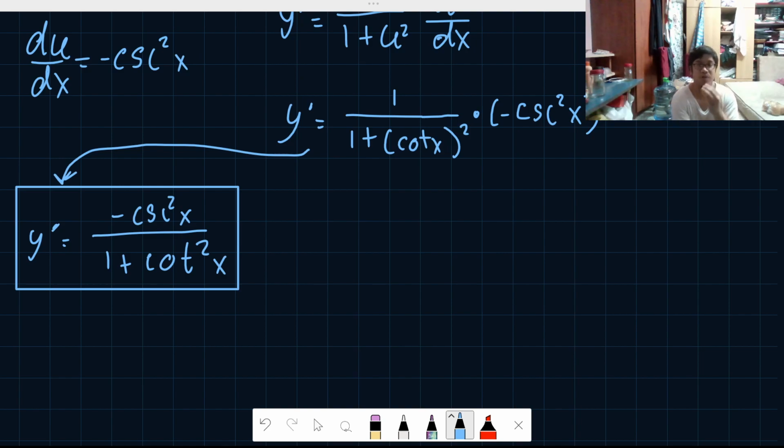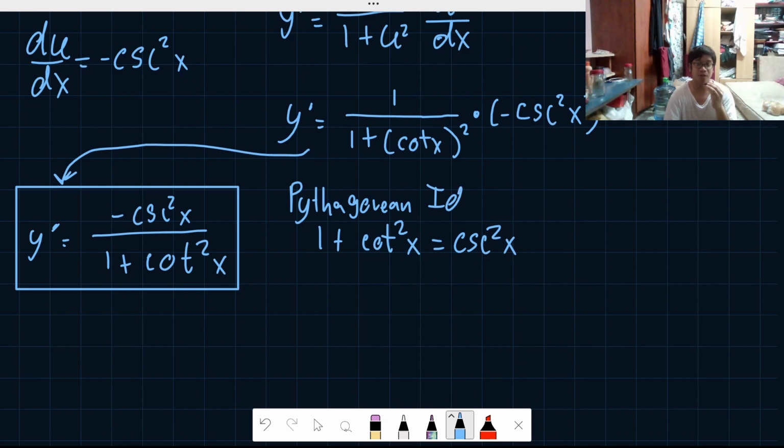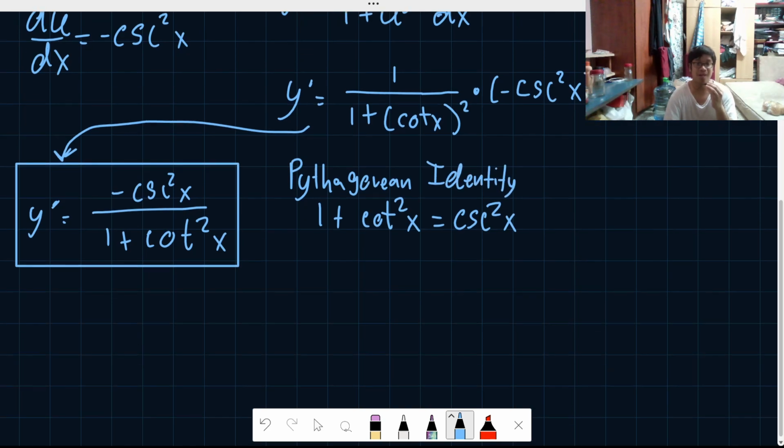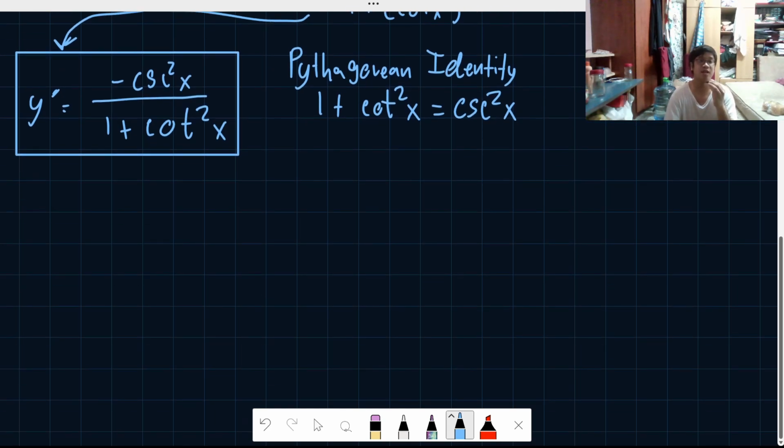You see the expression below, 1 plus cotangent squared of x? Let's recall a lesson from trigonometry. According to the Pythagorean identity, 1 plus cotangent squared of x is just the same as cosecant squared of x. I repeat, 1 plus cotangent squared x is the same as cosecant squared x. This is according to the Pythagorean identity, which is part of the trigonometry lesson. So we can substitute 1 plus cotangent squared of x with cosecant squared x.